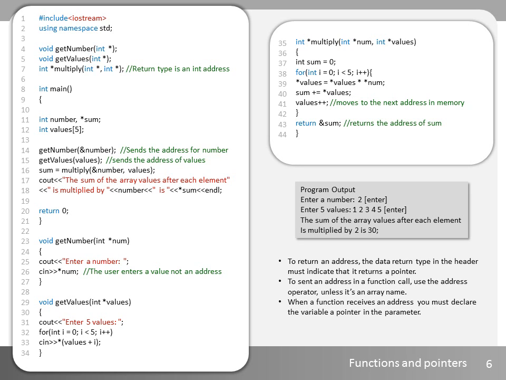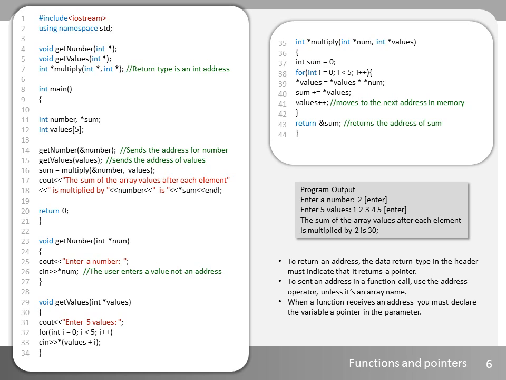The function getValues uses a for loop to receive the values of the array, but instead of using the array's index, it dereferences the name of the array, since it is a pointer, with an offset to the respective element which is to be added. The function multiply receives a pointer to the value that will be used to multiply and the array name. The function then uses a for loop similar to the one used in getValues to multiply the numbers.